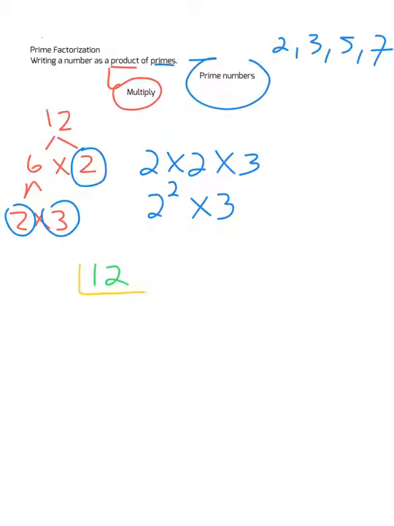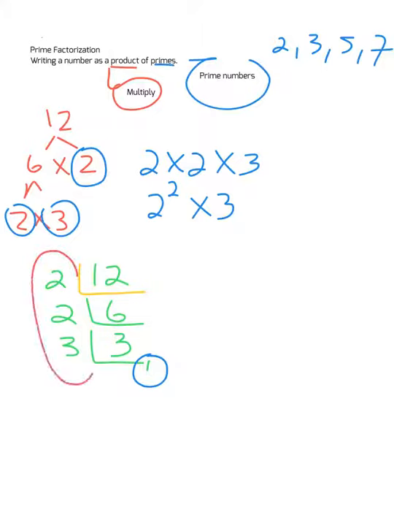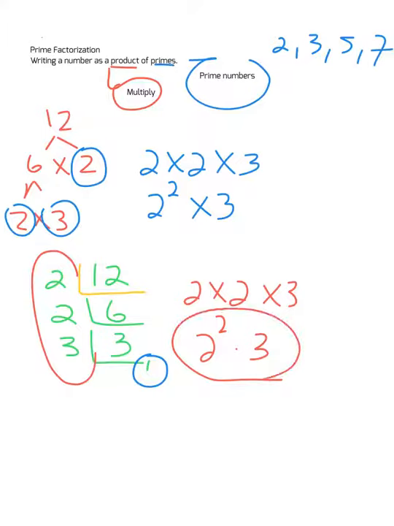So 12 divided by 2 is 6. And then 6 divided by 2 is 3. And 3 divided by 3 is 1. And this is when you stop, when you are down to that 1. And then what you're going to notice is right here is your 2 times 2 times 3, or 2 squared times 3, is your product of primes for 12. Same answer as you had up here. It's just a little bit more vertical, a little bit easier to read.